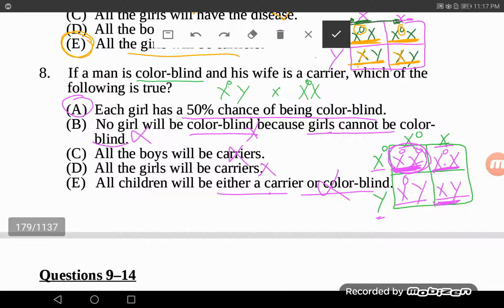So these are the 8 questions of genetics that we have. In the next video, I will start with question 9. So I hope it's very clear for you.